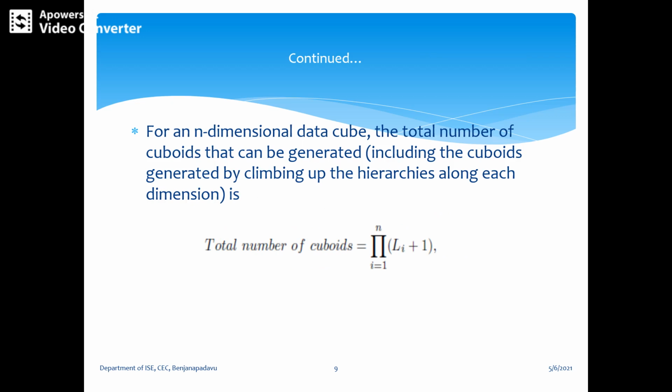Suppose the lattice of cuboids making up a 3D data cube. Previously we had seen that figure. Each cuboid represents a different group by. The base cuboid contains all three dimensions, city, item, and year. So it can return the sales for any kind of combination of the three dimensions.